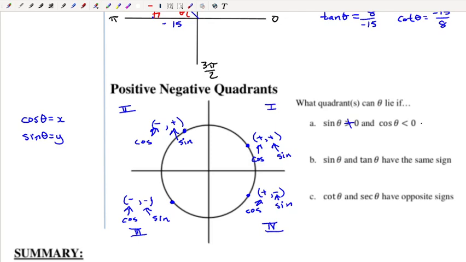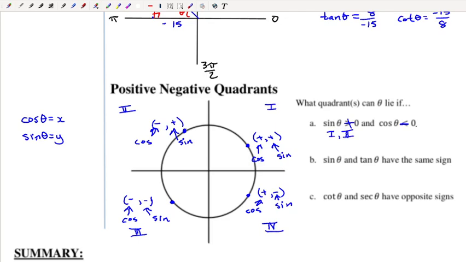And cosine theta is less than 0, or cosine theta is negative. So I need sine theta to be positive. Well, what quadrants does that happen in? I've got a positive sign here, positive sign here. The other two signs are negative, so sine theta is positive in quadrant 1 and quadrant 2.